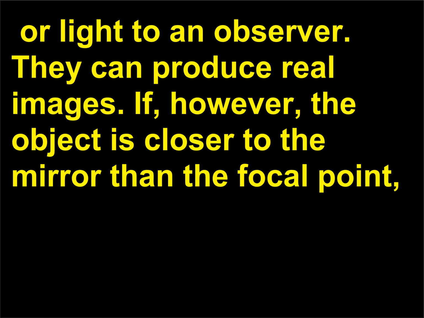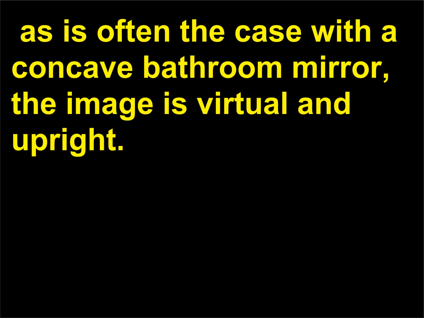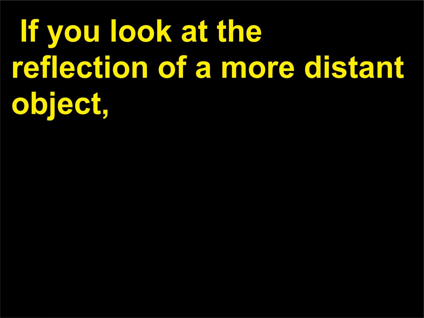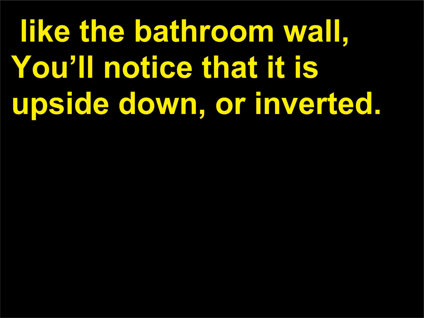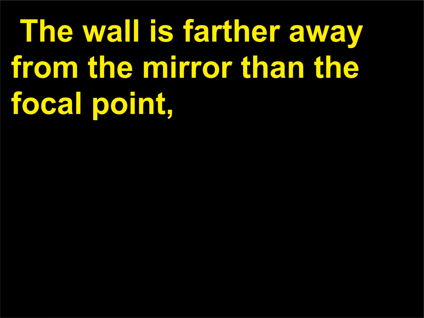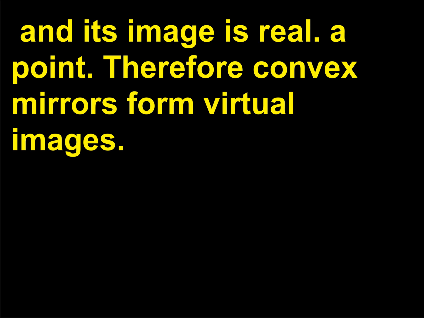They can produce real images. If, however, the object is closer to the mirror than the focal point, as is often the case with a concave bathroom mirror, the image is virtual and upright. If you look at the reflection of a more distant object, like the bathroom wall, you'll notice that it is upside down, or inverted. The wall is farther away from the mirror than the focal point, and its image is real.